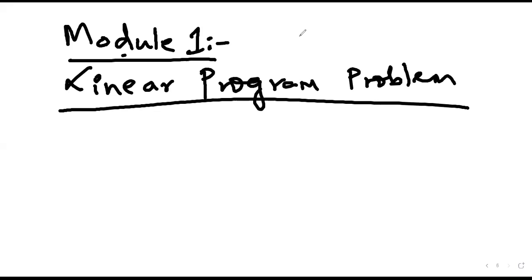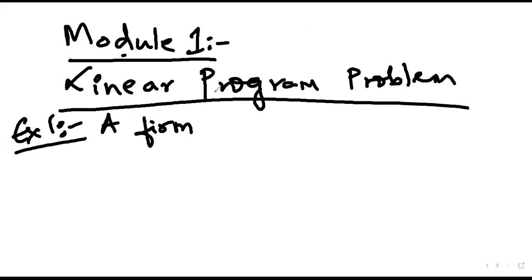Okay, what I will do is I will directly go to the problem definition, and there I will try to explain what exactly this topic is all about. For example, one linear program. A firm is engaged. Just write this question. A firm is engaged.